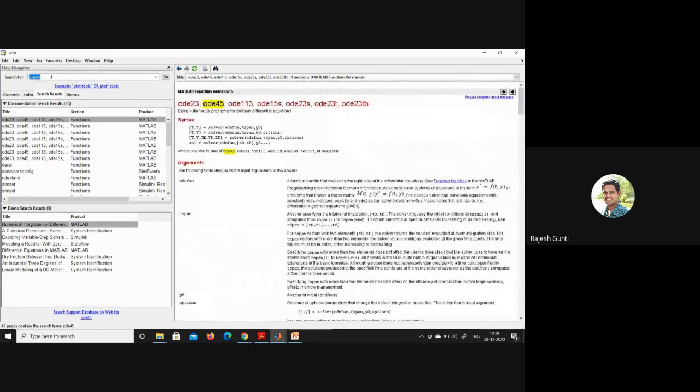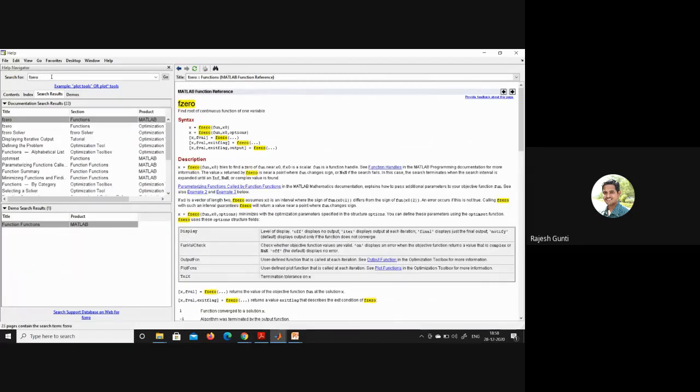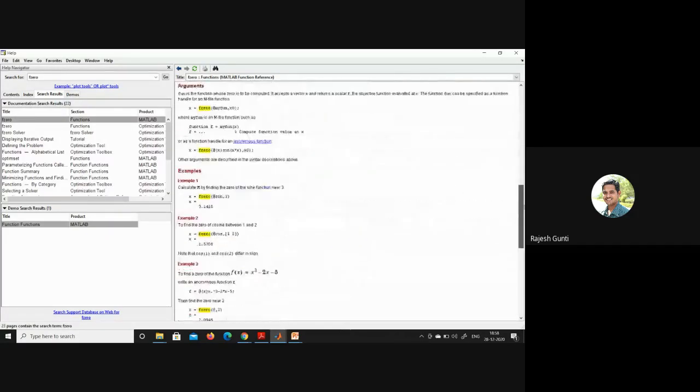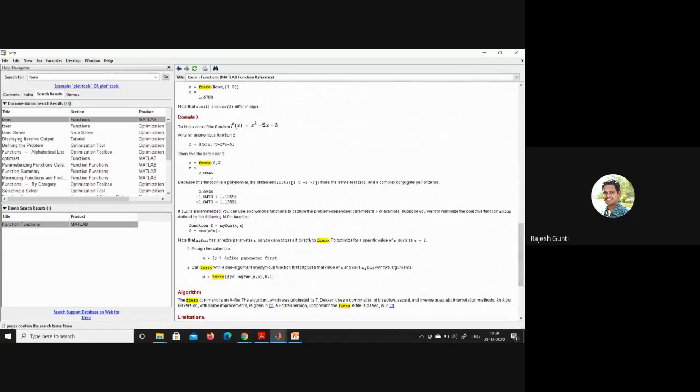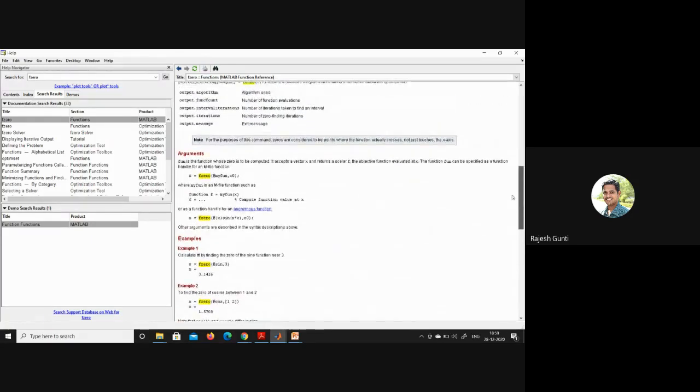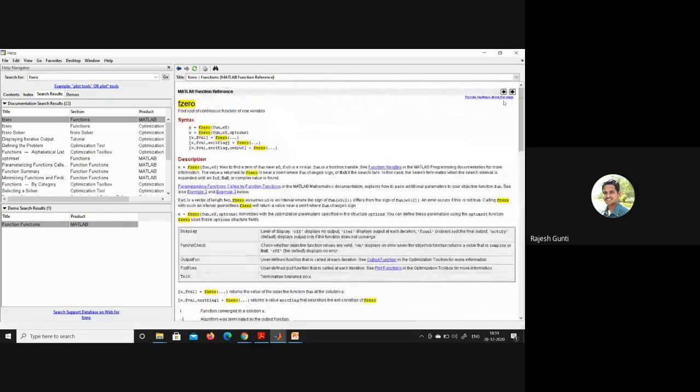For example, fzero. fzero solver. Yeah, he has taken one cubic equation and solved the problem. So they may solve in a different manner. Sometimes they use different solvers or approaches. But the concept is the same. Like this, the help button is a very useful button in MATLAB.